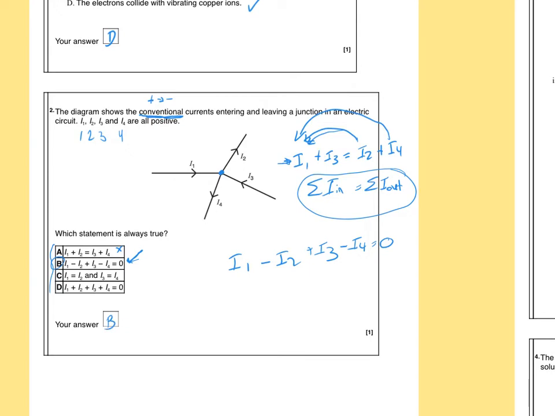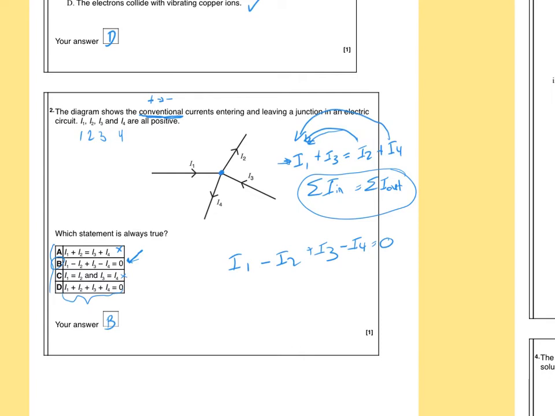Now, I'll always double check. We don't know if I1 is equal to I2, and we don't know if I3 is equal to I4, so that's not correct. It could have been in different ratios. And this is definitely wrong because I'm saying that I'm adding currents into a circuit and I'm getting 0 in return.